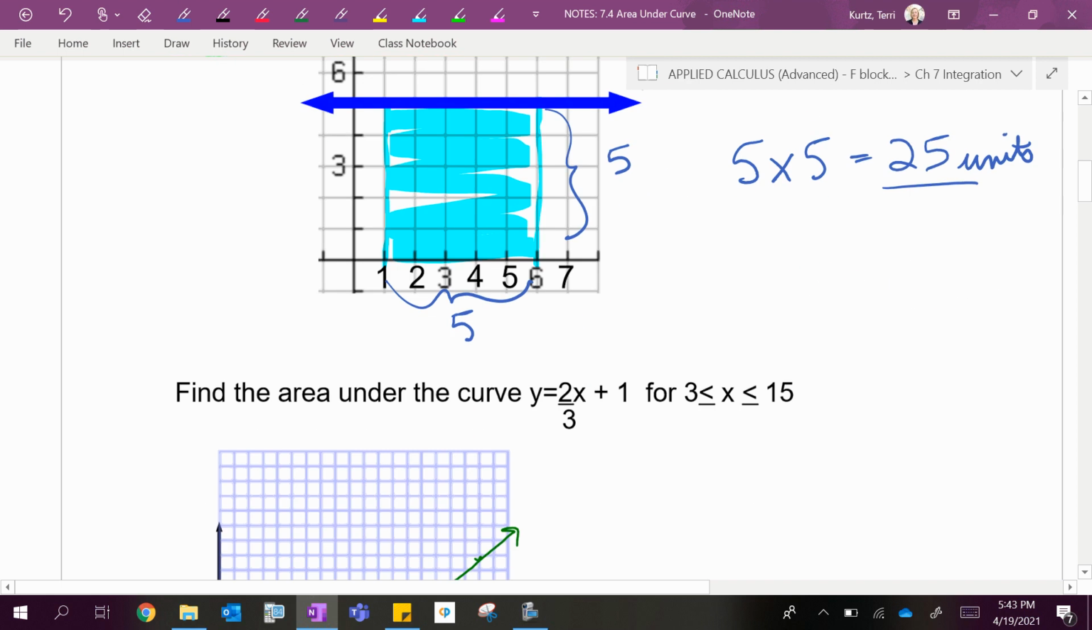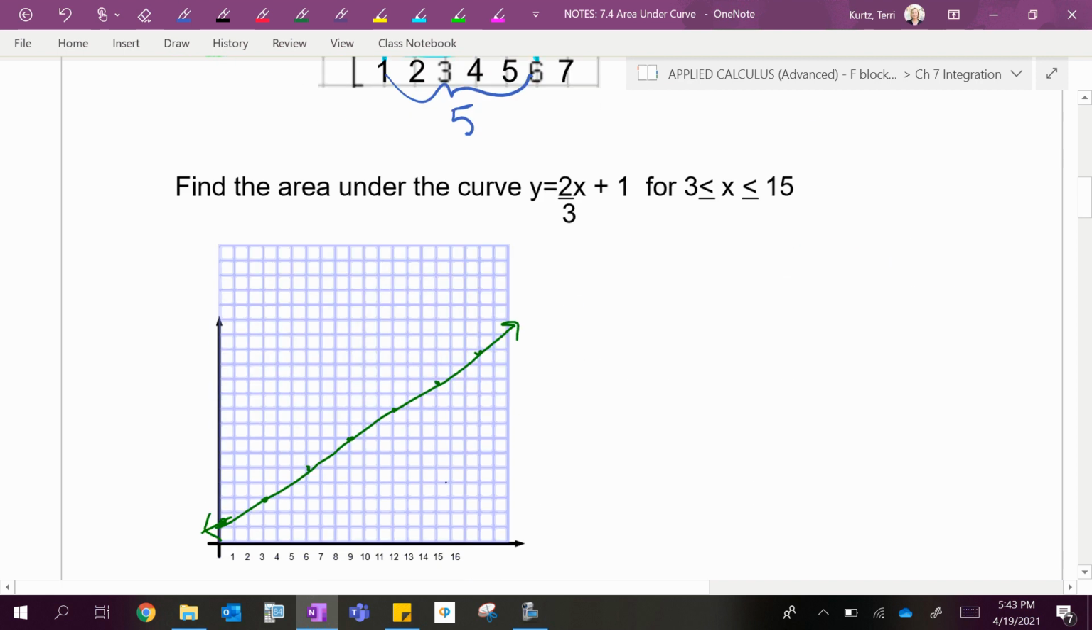Let's get a little bit more complicated and give us a line that's not horizontal. Now this curve is the linear equation 2/3 x plus 1, and here we have that graphed. So f of x equals 2/3 x plus 1, and we want to find the area underneath this curve for x greater than or equal to 3, less than or equal to 15.